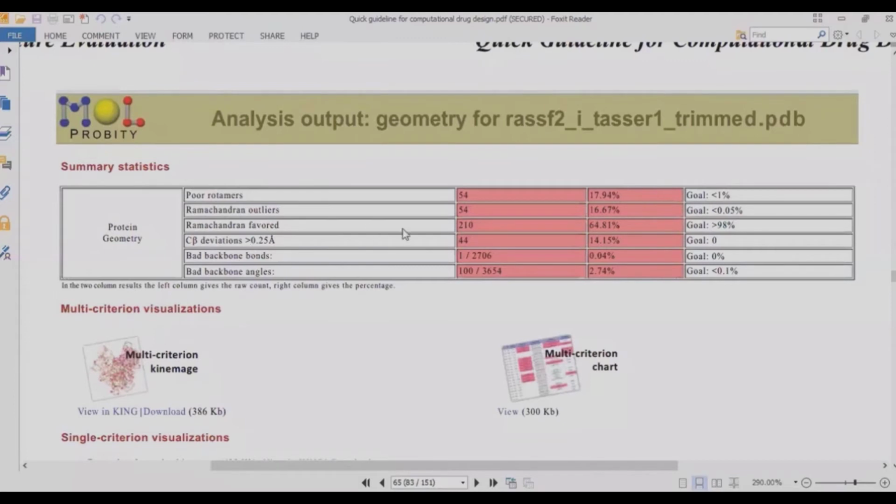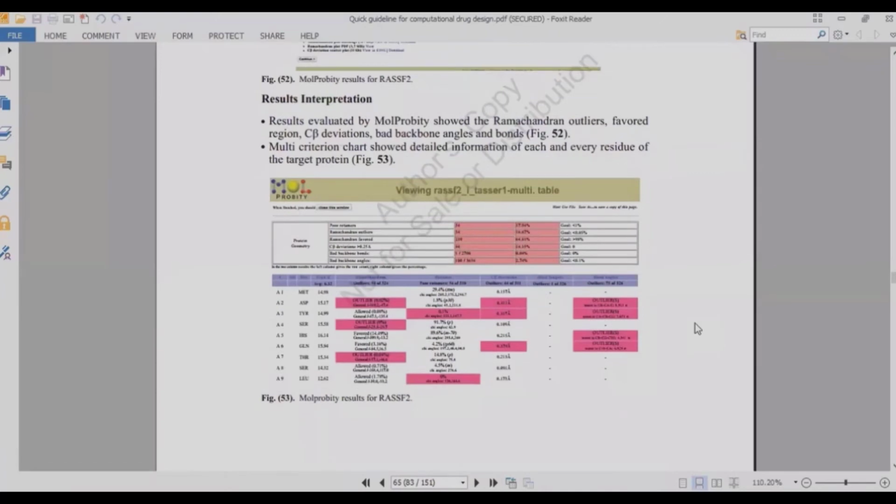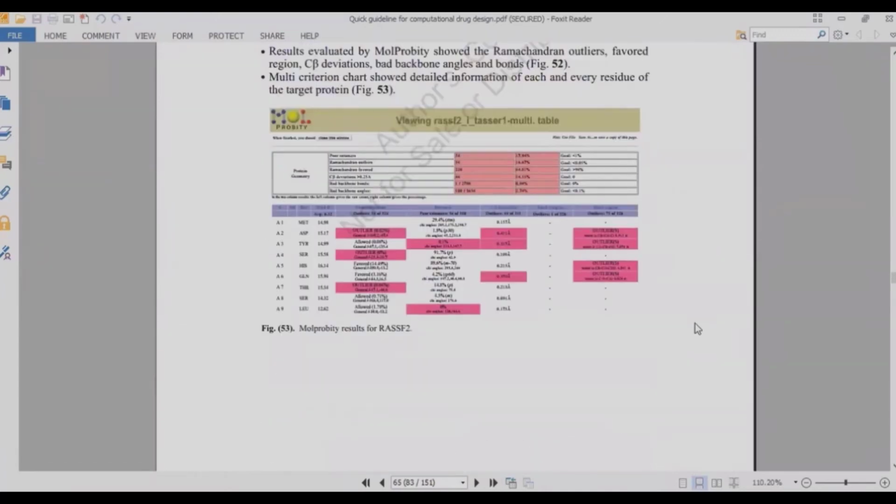This is not a good result. That's why it is in red color. Otherwise it would be in green color if the results were within the parameters of the specific tool. Bad backbone bonds: 1 out of 2706, and bad backbone angles: 100 out of 3654. So the result does not seem very good for this structure. Okay, now we have this result for MolProbity, and here we also have something more in MolProbity.